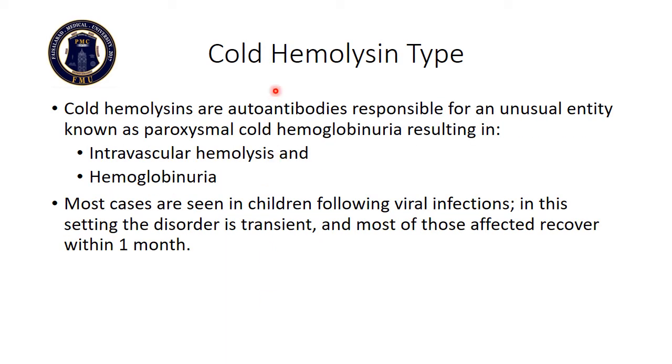The third class is cold hemolysin type, which means hemolysis which occurs at a colder temperature. Cold hemolysins are autoantibodies which are responsible for an unusual entity known as paroxysmal cold hemoglobinuria, which causes intravascular hemolysis and hemoglobinuria. Most cases are seen in children following viral infection. These are transient and they disappear after 1 month.